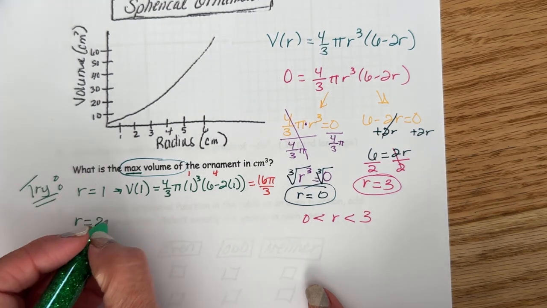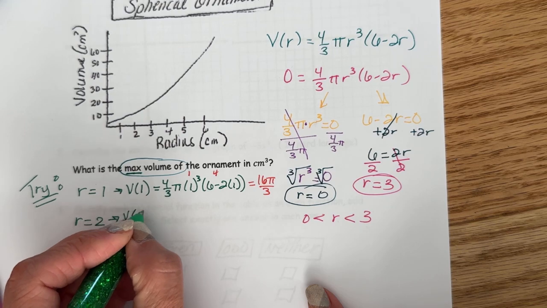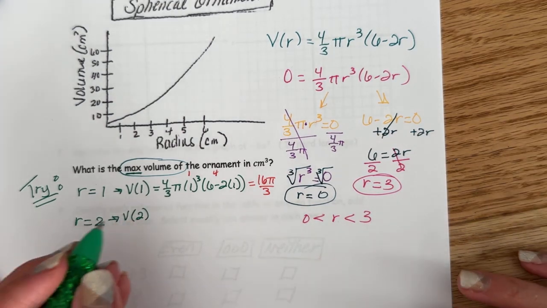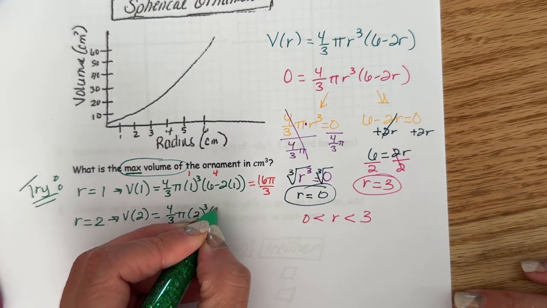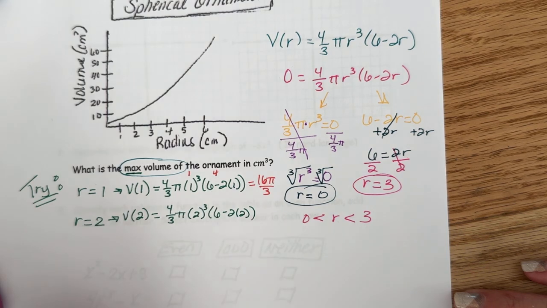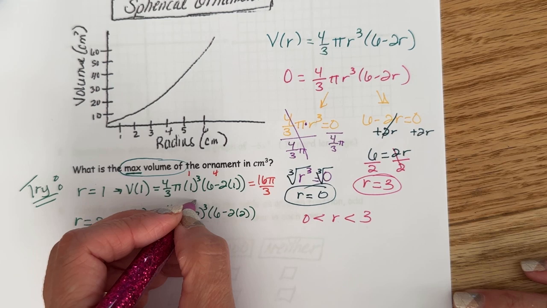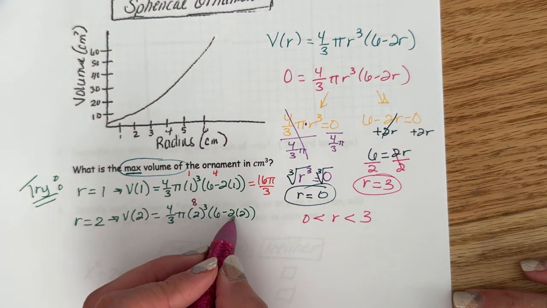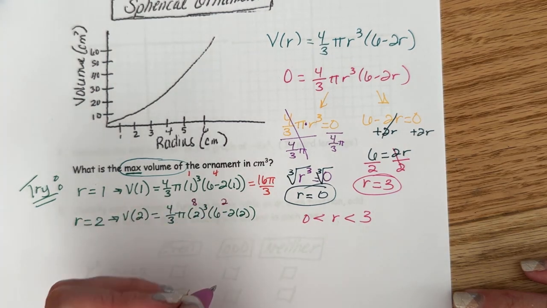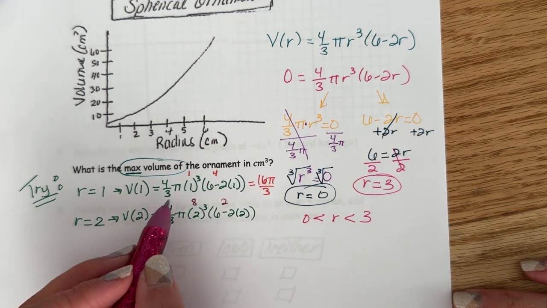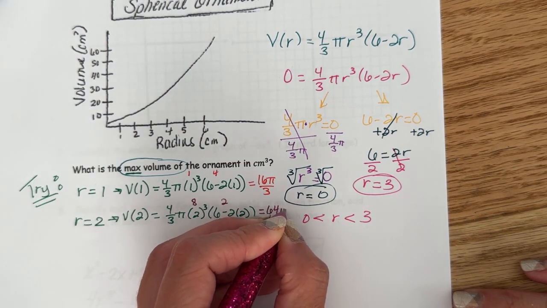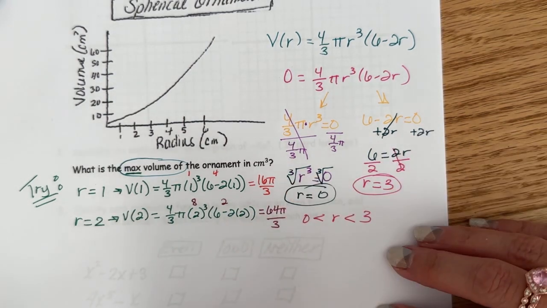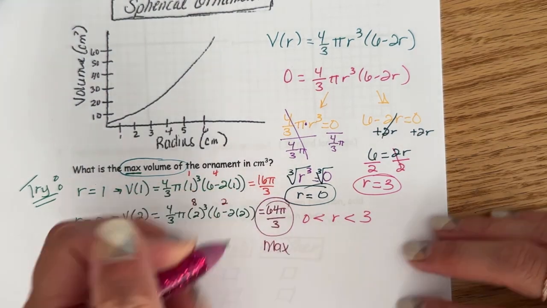Now for the second one, we plug in a 2 and see if it's bigger or smaller, because whichever one is the biggest is the max volume, the answer. So 4/3 pi times 2 cubed times (6 - 2 times 2). 2 to the third power is 2 times 2 times 2, which is 8. 2 times 2 is 4, and 6 minus 4 is 2. So now I have 4 times 8 times 2. 4 times 8 is 32, and 32 times 2 is 64. So this is 64 pi over 3. Oh, 64 is bigger than 16. This one is the maximum, so that's the answer.